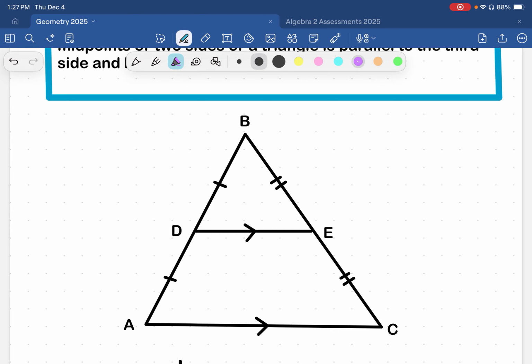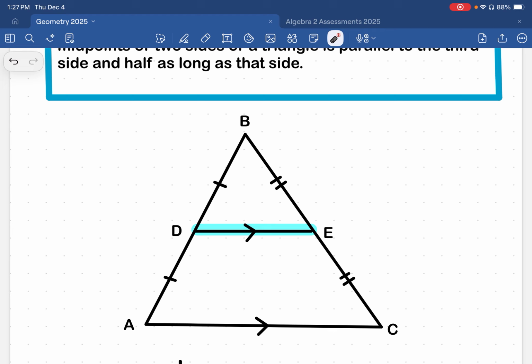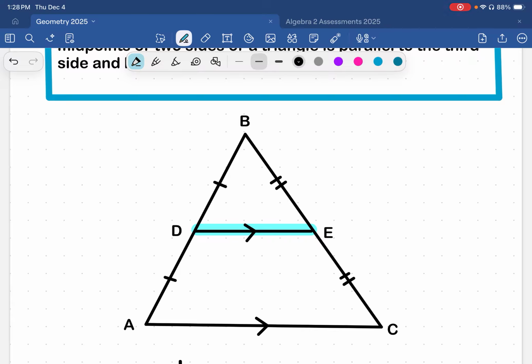This part right here is my midsegment. Notice it's connecting point D, the midpoint of side AB, to point E, the midpoint of side BC. How do I know that D and E are midpoints? Because of the congruent markings on either side of them showing that each piece from E to the vertex is equal. So this is my midsegment.